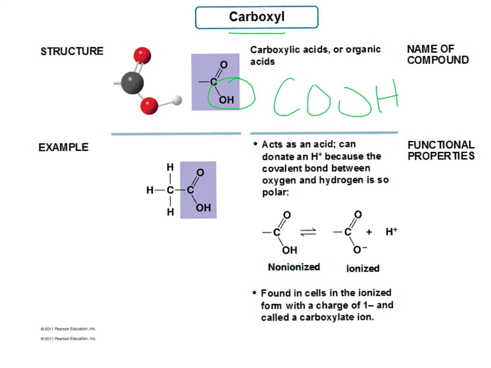Okay, that is a carboxyl group, sometimes called an organic acid. So this is going to act as an acid because this hydrogen here can dissociate. And so when that hydrogen dissociates, when it's ionized here, that's going to obviously increase our hydrogen concentration in our solution. So that would make our solution become more acidic. Okay, so it does have properties that can affect the pH of the solution.